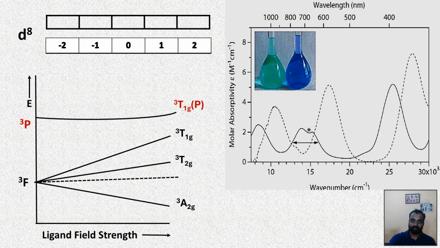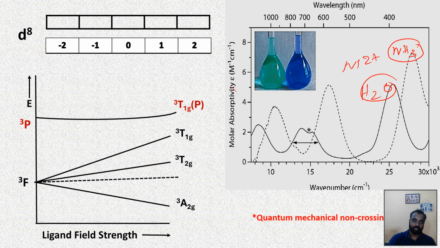For the D8 system, the example is the nickel 2 plus system. The dotted line represents the nickel ammonia complex, the hexaammine nickel 2 plus complex, and the solid line shows the aqueous complex. The colors are green and blue. We can see that the two spectra have three transitions because there is no spin crossover in D8. 1, 2, 3, 4, 5, 6, 7, 8. The spin multiplicity is equal to 3.